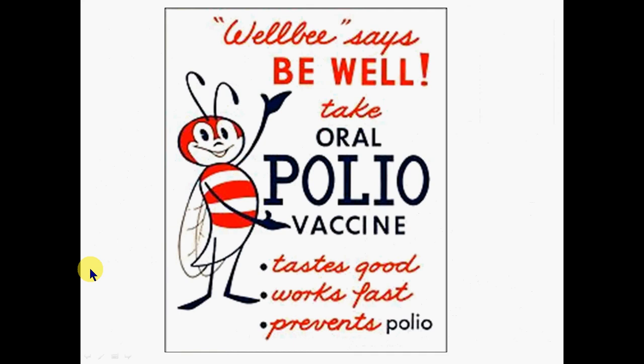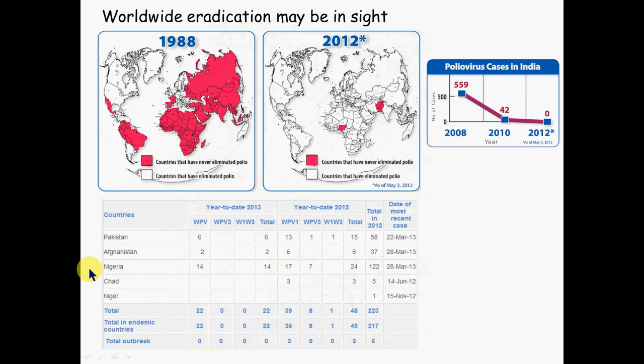So, and it works better. I guess having this living virus in your system mimics the wild-type virus particle more accurately, and you have a better immune response, a stronger immune response, and you have more protection. It does work better. So with these two vaccines, but in particular the oral vaccine, we are almost at a worldwide eradication.